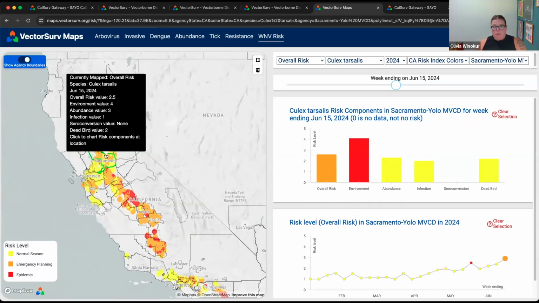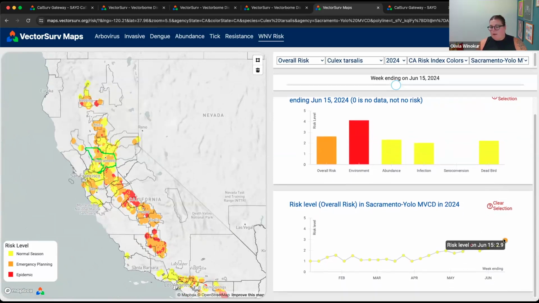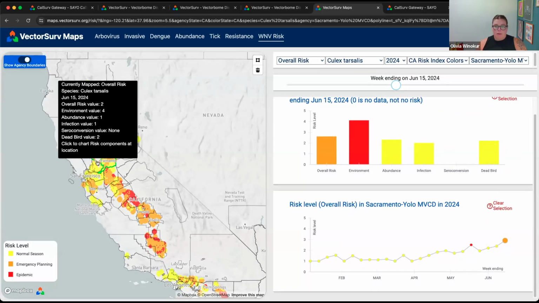If you click on specific agencies, you'll also get a chart that pops up showing you over time what that risk looks like for that agency.